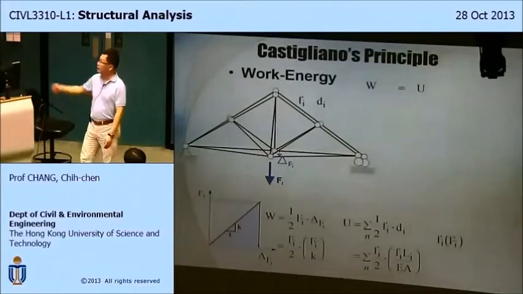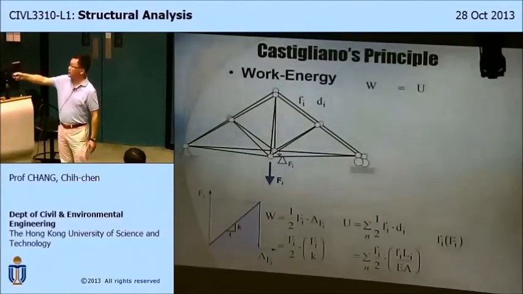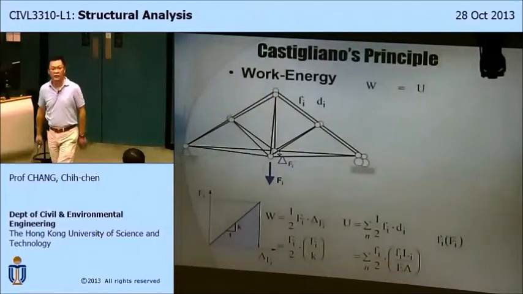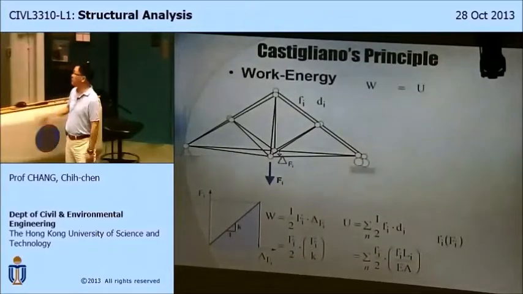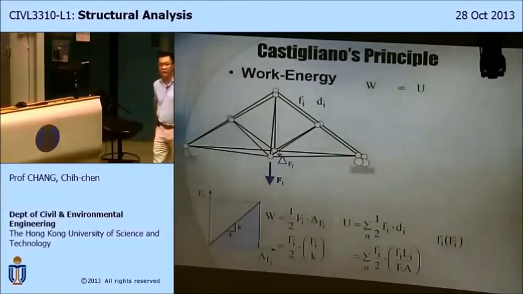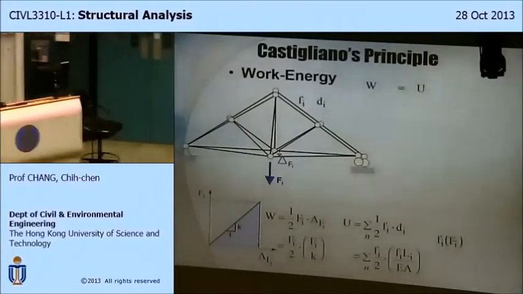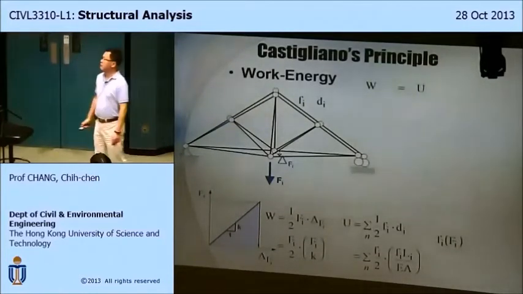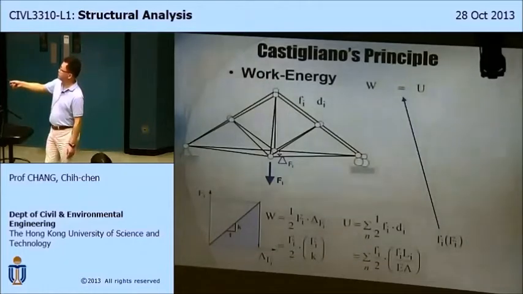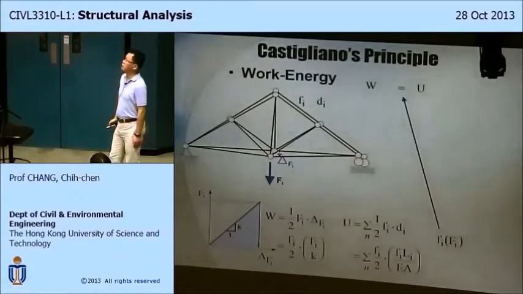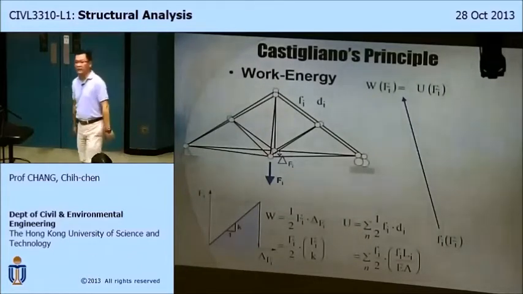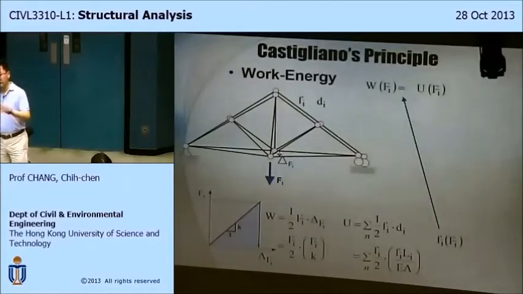On top of that, internal force and external force have a linear relationship. So if you have 1 kilonewton force here and the internal force is 1 kilonewton, if you increase by 2 times, then this is 2 times as well. So they all have linear relationships. Okay, so let's put things together now. I'm going to relate internal force to external force. That implies that the work and energy principle on both sides are all functions of external force.